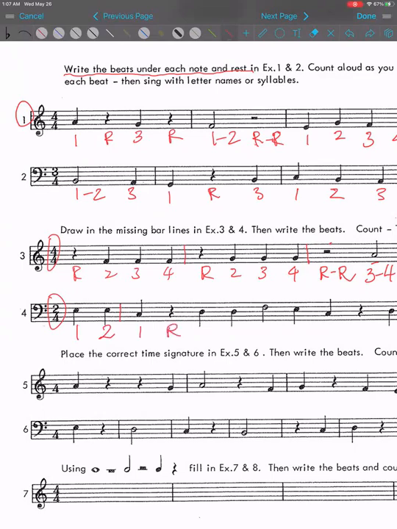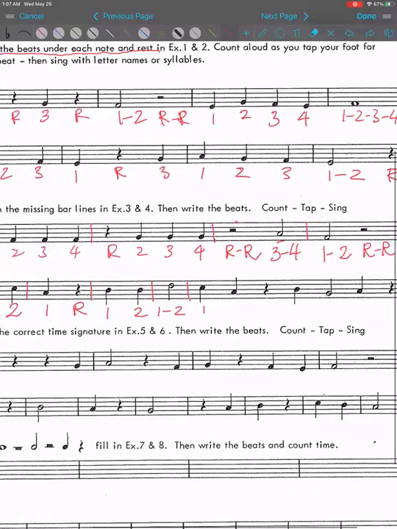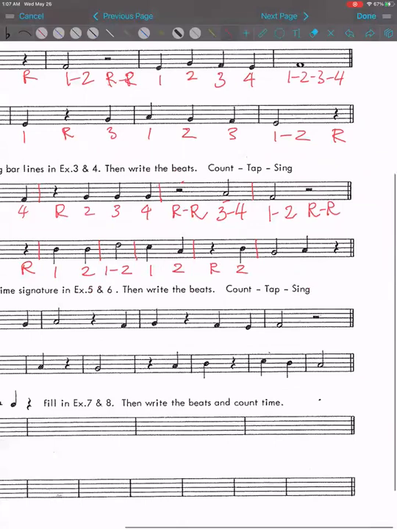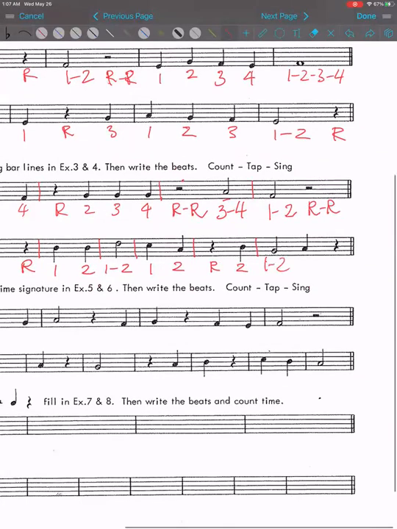1 rest bar line. 1, 2 bar line. 1-2 bar line. And then 1, 2 bar line. Rest 2 bar line. 1, 2 bar line with dash. 1 rest.